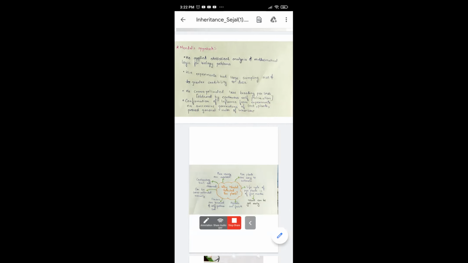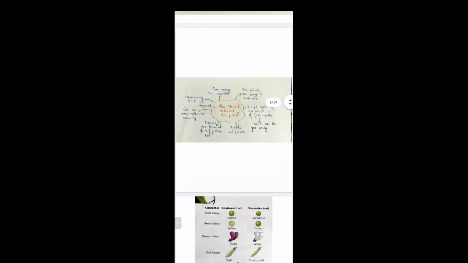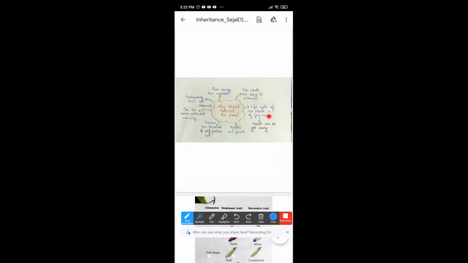Now, we may have questioned why Mendel selected the pea plant only, why not other plants? So here's the answer. First, pea plants are easy to cultivate. They do not require too much labor; they require labor, but not such hectic labor. The life cycle of the pea plant is of a few months, hence it is easier to get results as early as possible.